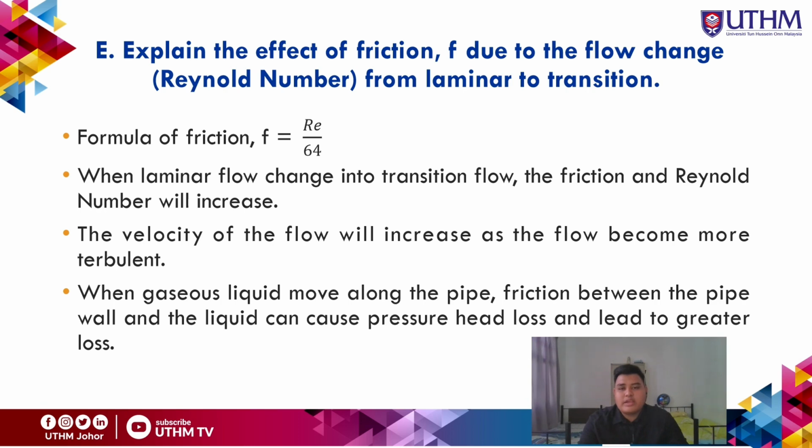Next, for E, explain the effect of friction due to the flow change in Reynolds number from laminar to transition. As we know, the formula of friction is f equals 64 over Re. When the laminar flow changes into the transition flow, the friction and Reynolds number will increase. The velocity of the flow will also increase as the flow becomes more turbulent. When liquid moves along the pipe, friction between the pipe wall and the liquid can cause pressure and head loss, and lead to a greater loss.